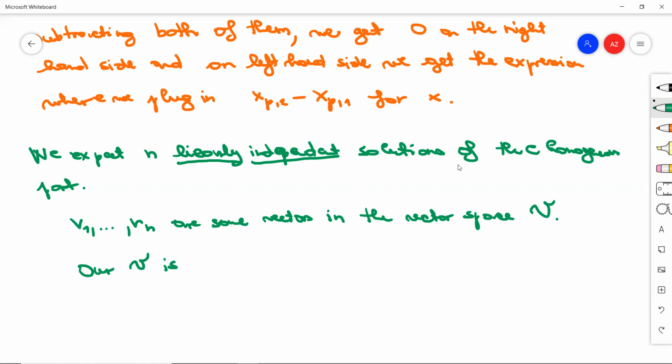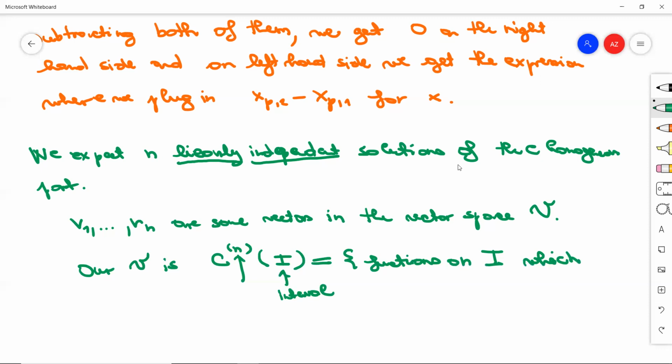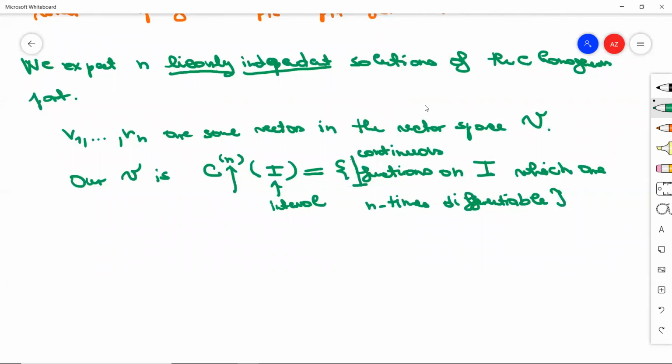Which means that our V is this space C, and usually we write C^n(I). This n denotes the number of times the function must be differentiable. This I is an interval. So C^n(I) is the space of functions on I which are n times differentiable. And we are usually searching for continuous functions, so let's also add this: continuous functions on I which are n times differentiable.